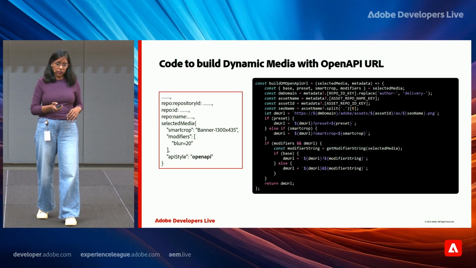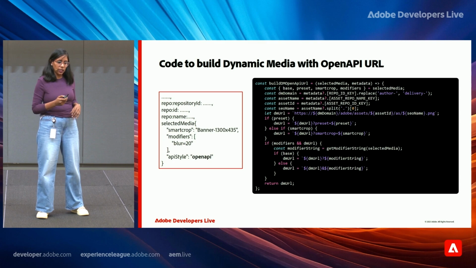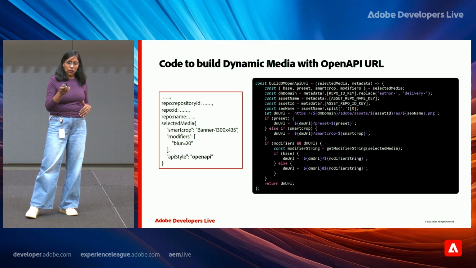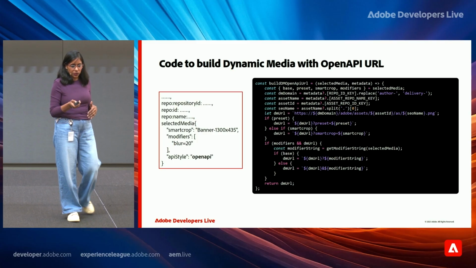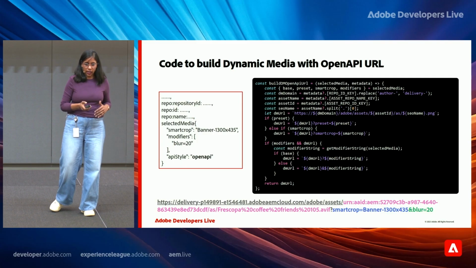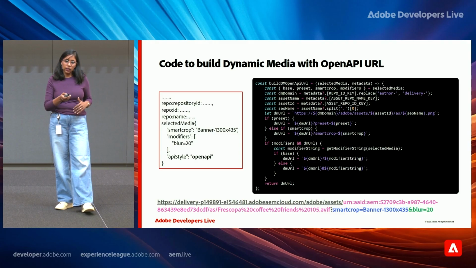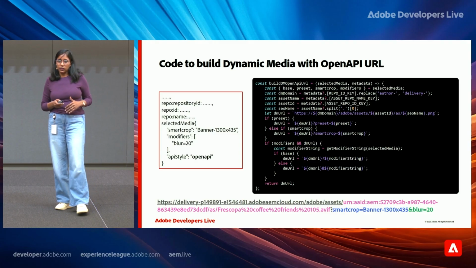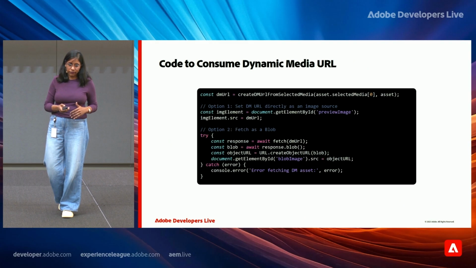Moving on to the DM with OpenAPI URL, from the exported asset object, you will make use of your selected media and the metadata to use properties like your repository ID, your asset ID, and the information from the selected media to build a DM OpenAPI conforming URL.